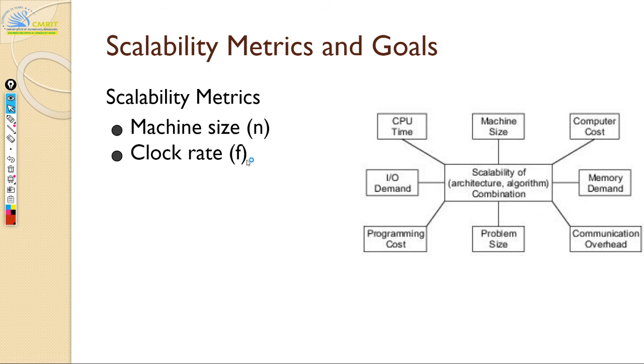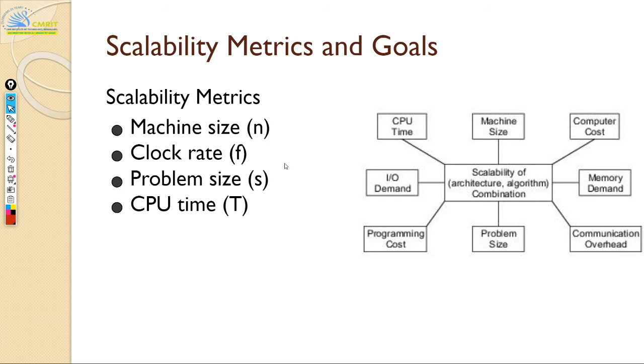And similarly, next is clock rate. Now if I actually increase my clock rate from 2 gigahertz to 3 gigahertz, what is the benefit I'm getting? How much speed up am I getting? Okay, and similarly the problem size, if I increase my problem size, how much do I get? And then my CPU time.